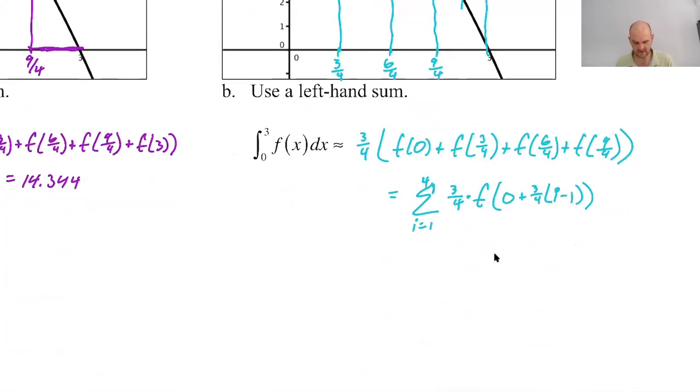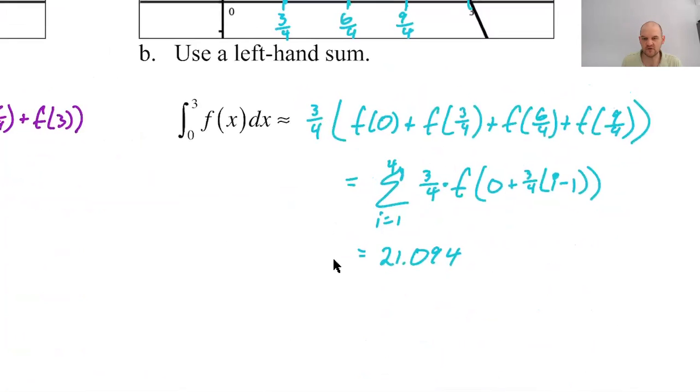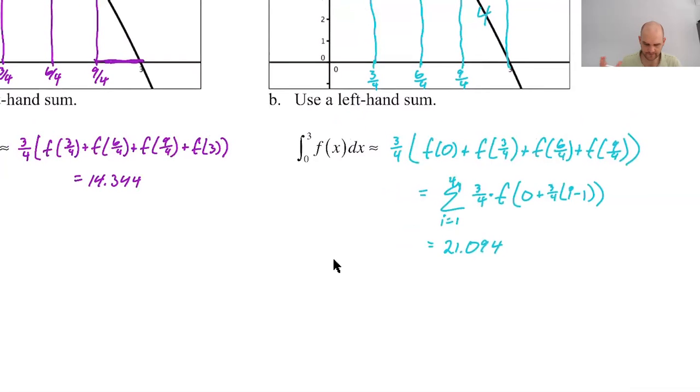To the calculator, I'm just going to punch it in, and you're going to take my word for it. Because I can modify this thing super easy, maybe. I get 21.094. You can confirm that or check it. 21.094.